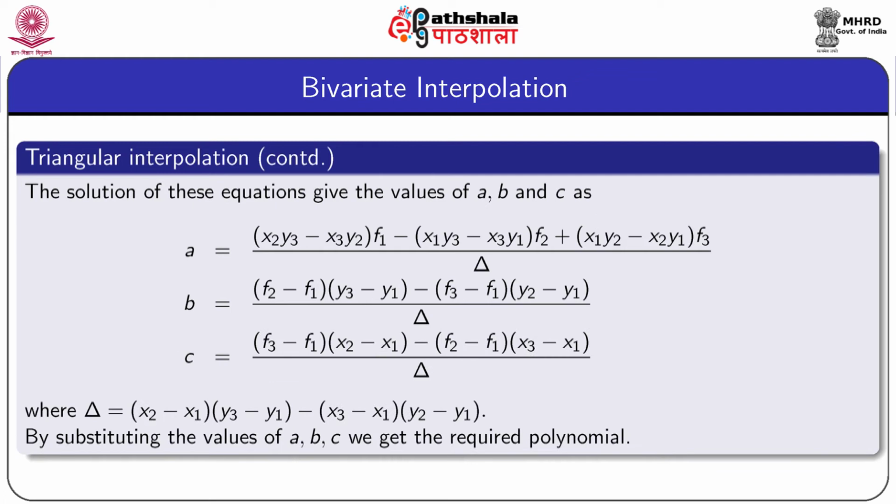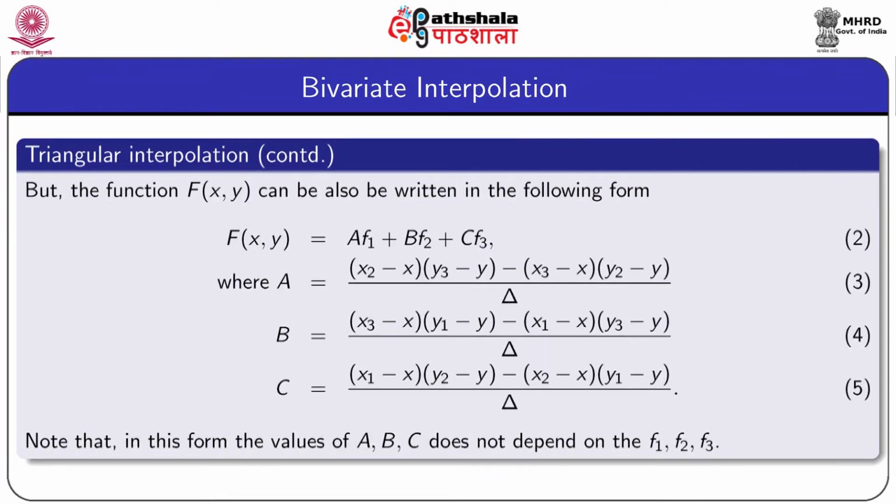Now, solving these 3 equations, we obtain the values of a, b, c as shown here. That means the values of a, b, c depend on the value of delta, where delta is equal to x2 minus x1 into y3 minus y1 minus x3 minus x1 into y2 minus y1. By substituting the values of a, b, c in equation 1, we get the required polynomial or required surface.